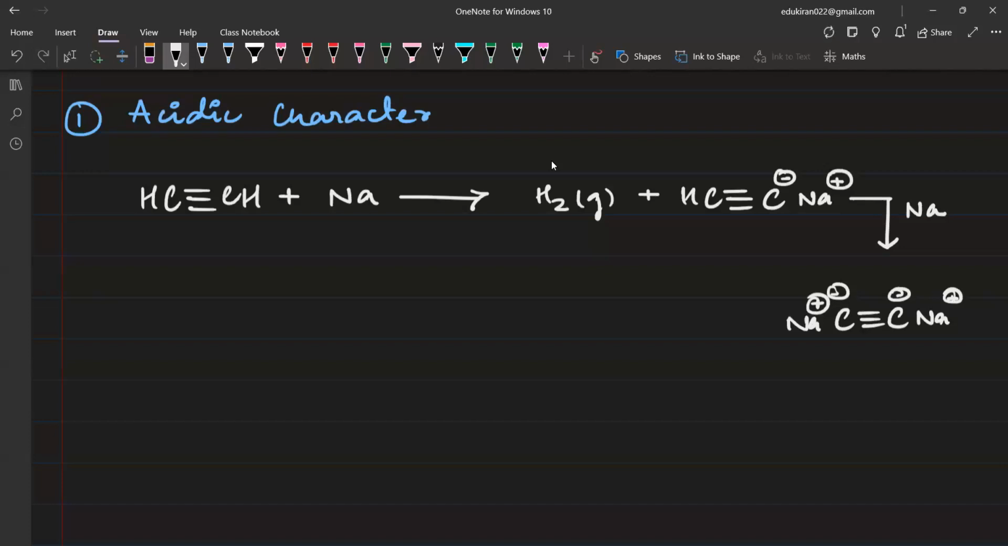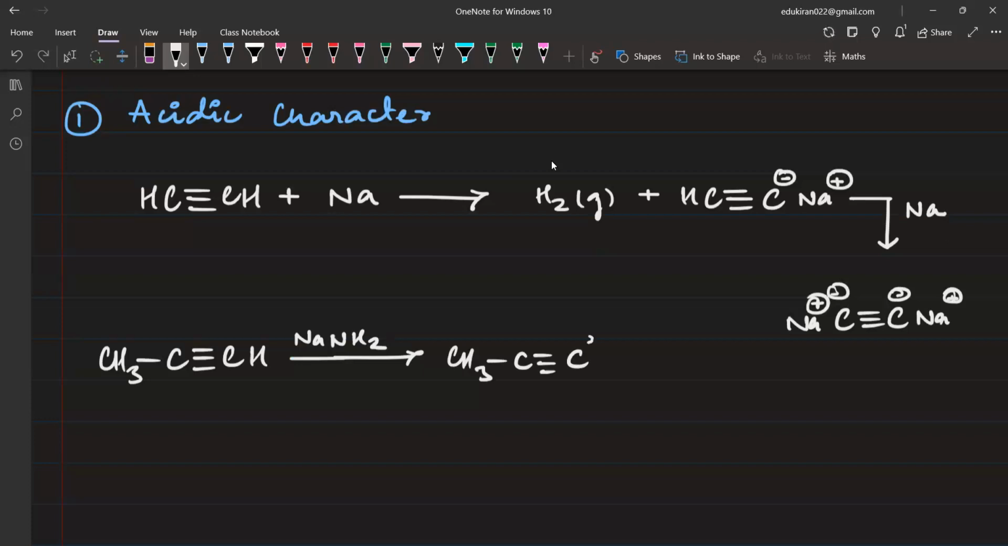So from this particular reaction, as it is liberating hydrogen gas, we can say that alkynes are acidic in nature. A similar reaction is shown when you react this with a base. For example, if you have CH3, C triple bond C, H, and it reacts with sodium amide NaNH2, then it is going to give you CH3, single bond C, triple bond C with a negative charge and Na positive. So from here, we can say that the hydrogen attached to a triply bonded carbon atom is the acidic hydrogen.